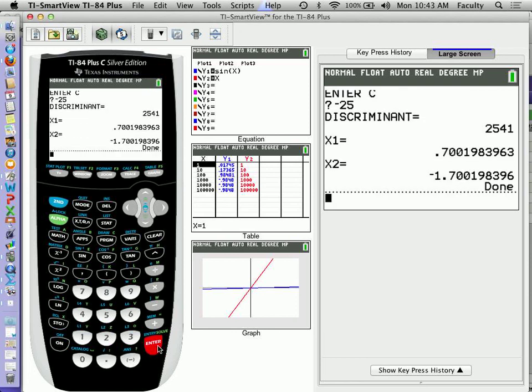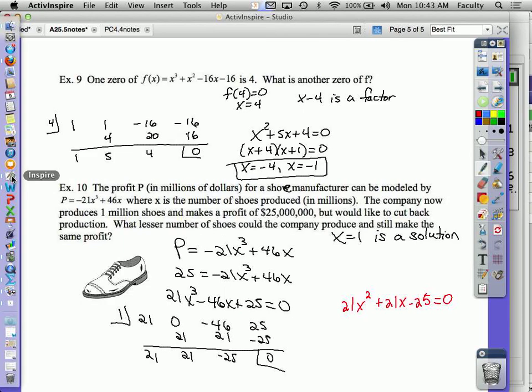Notice our program also gives the discriminant. That's like, what's under the square root. Now, you can't have a negative number of shoes being produced, so only the 0.7 makes any sense. Now, that's 0.7 million shoes, or 700,000 shoes.